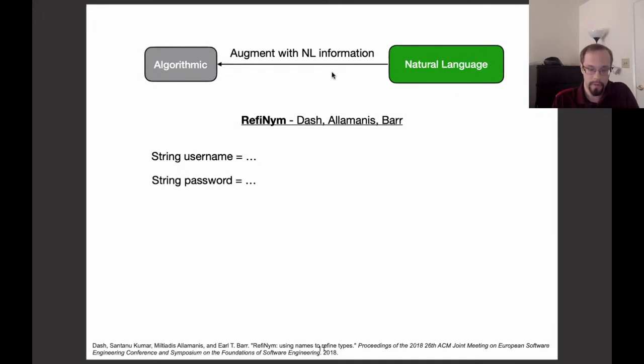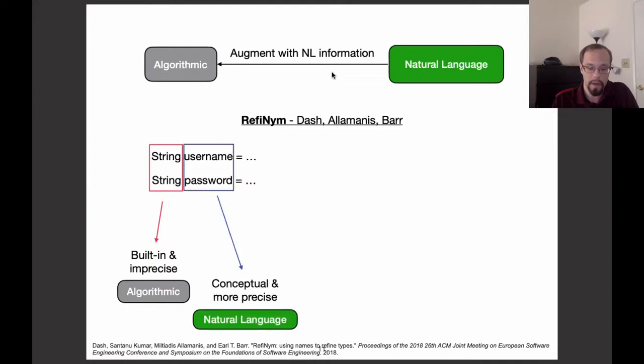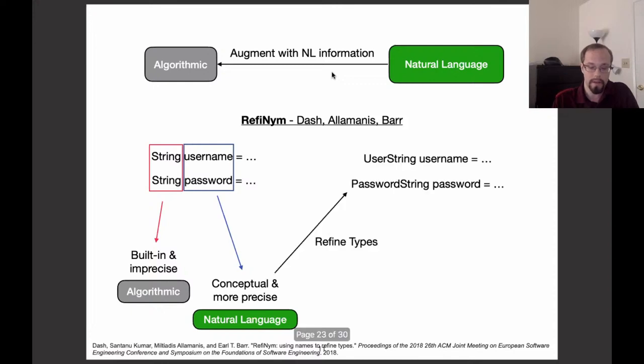In the other direction, bridging the asymmetrical split of information can augment program analysis. For example, this tool Refinym from some of my co-authors refines types with natural language information. Built-in types can be imprecise, but variable names can hint at more precise conceptual types. These can be used to refine the existing types, which enables the type system to error check more effectively. In this case, possibly preventing password data from leaking to another variable by a programmer mistake.